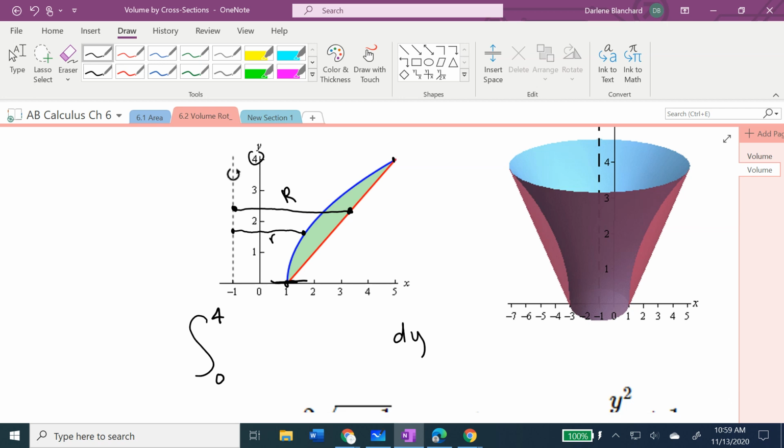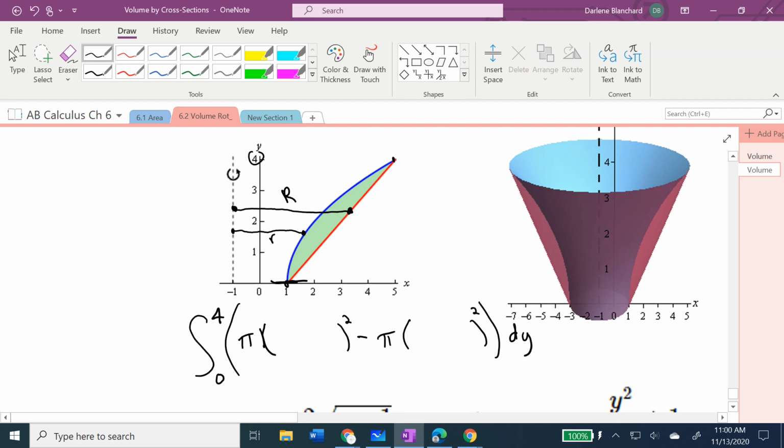Now it's all about the integrand, and I know I need an area formula with respect to y. The area formula that I'm going to use is the area of a circle, pi r squared, minus the area of an inner circle, pi times inner radius squared. I want to take a moment to recognize that these distances are horizontal. I need to know my right x and my left x.